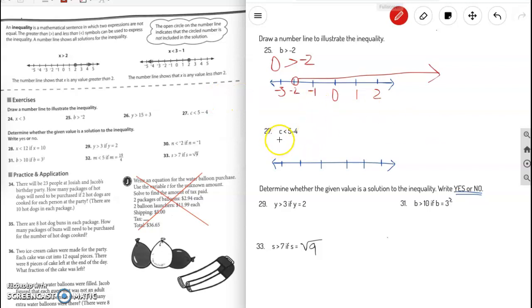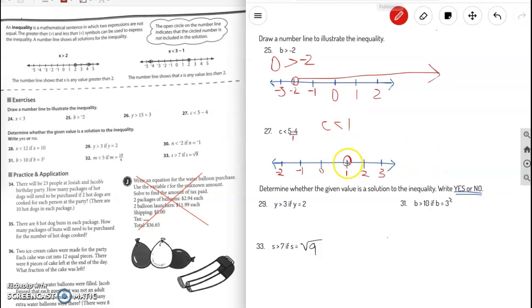So let's try number 27. c is less than 5 minus 4. So if you have a problem like this, solve it first. So 5 minus 4 is 1. So this is basically saying c is less than 1. So we need to indicate all the possible c's. So let's go ahead and put the 0 down. Write down the numbers here. Okay, and let's see which direction this needs to go. Well, first of all, 1. Is 1 less than 1? No. So 1 is not part of the answer, so we're going to put an open circle.